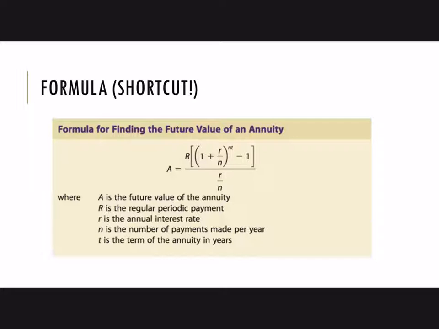All right, so many of these variables you're already familiar with. A is the future value, little r is the annual interest rate, we have T for time, and then N is still the compounding period, and the compounding period always matches however many payments are made in a year. And then the new variable, the capital R, that's the regular periodic payment. So you can think of that as kind of taking the place of a P for principal.